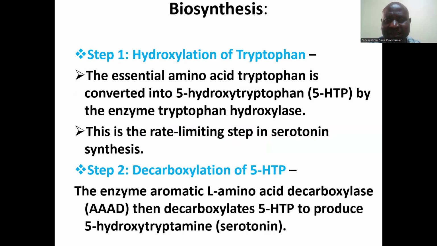The biosynthesis of serotonin, 5-hydroxytryptamine, involves two steps. The first step is hydroxylation of tryptophan. And then the second step is decarboxylation of the 5-hydroxytryptophan, which is generated from the hydroxylation of tryptophan.